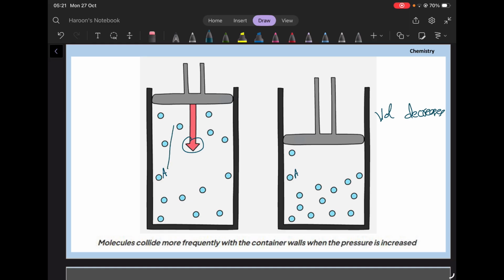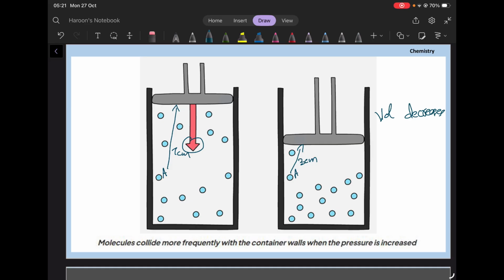Initially, it had to travel this distance to hit this part of the wall. Now it has to travel a lesser distance to hit the wall. Let's say this was 7 centimeters, and this is 3 centimeters now. When a lesser distance has to be covered, the speed remains the same, because speed depends on the kinetic energy of the particles. We aren't giving it heat, so temperature is not affected over here. Whenever we check the relationship of two things, everything else remains constant. So when we are discussing pressure and volume, temperature would remain constant. So temperature is constant, and the speed of particles would be constant.